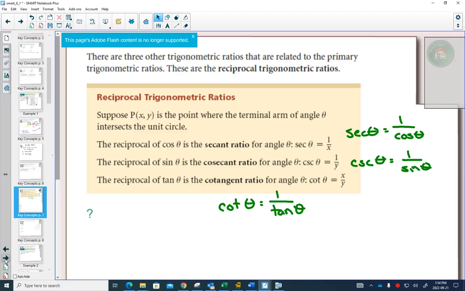And do you remember that we had a big idea for tangent? That tangent was sine theta over cos theta? So we can use that big idea and say cotangent is the flip of tangent, so that if tangent is sine over cos, then cotangent will be cos theta over sine theta.